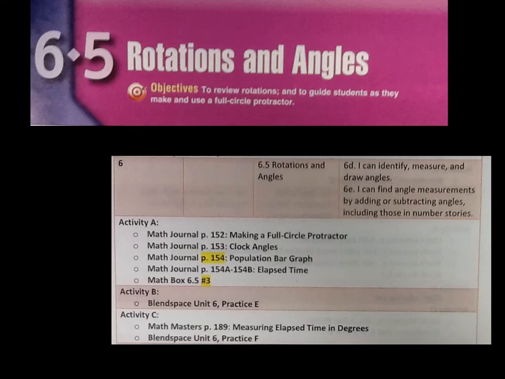Here's a review of our learning journey today. Today you're working with rotations and angles and some other review. We already did the math journal page, make a full circle protractor. We did clock angles. You still need to do the population bar graph, the elapsed time, and complete your math boxes. When you're done, if you're an activity B student, you're on blend space activity E. If you're an activity C math student, you have a math masters and then the blend space. Make it a great day.